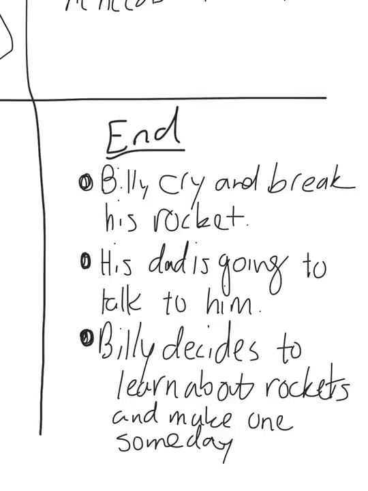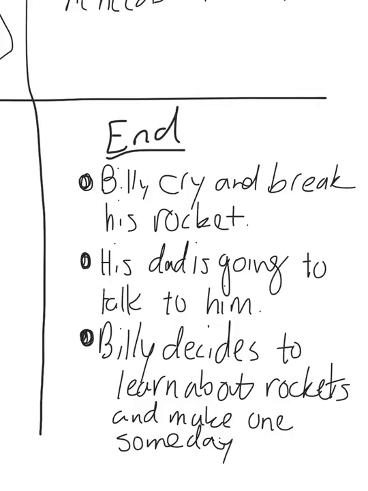So, Billy's response to his problem is that he's going to cry and break his rocket. His dad is going to talk to him, and they're going to have a great conversation about how you can't just decide to build a rocket, but Billy's going to decide to learn about rockets and make one someday, maybe when he finishes college. But that's now his life's dream, is to go and make the rocket.